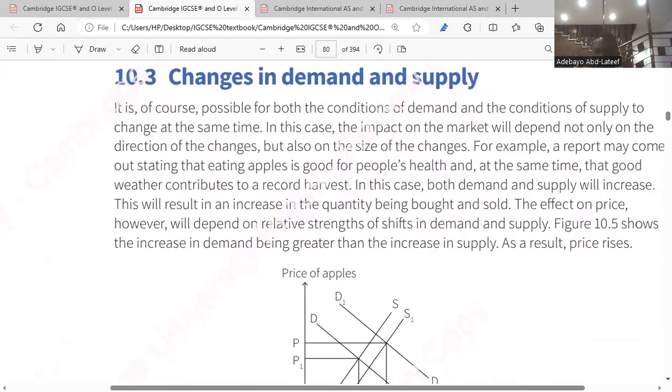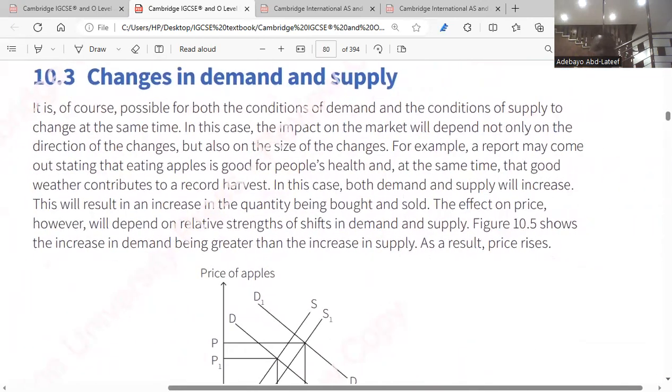So, changes in demand and supply, 10.3. It is, of course, possible for both the conditions of demand and conditions of supply to change at the same time. In this case, the impact on the market will depend not only on the direction of the changes, but also on the size of the changes.